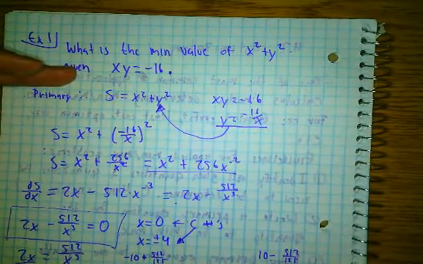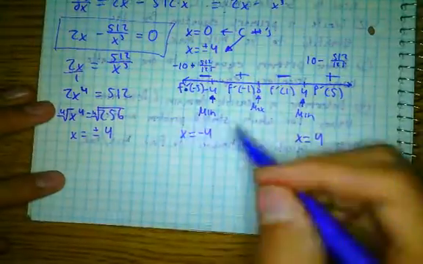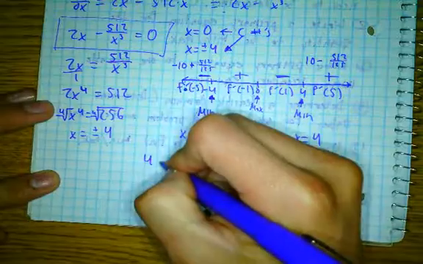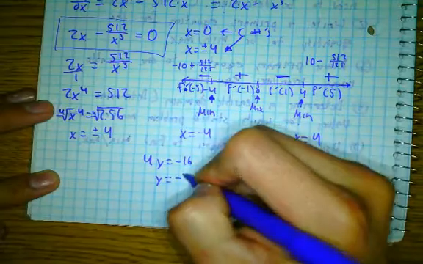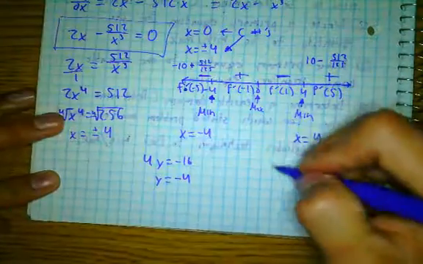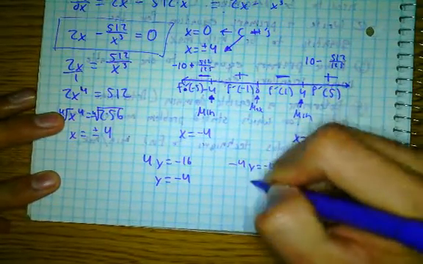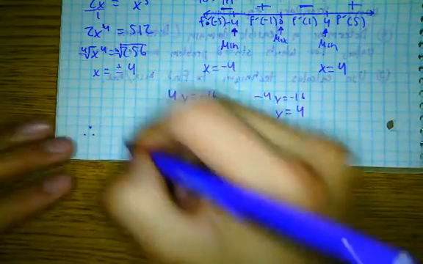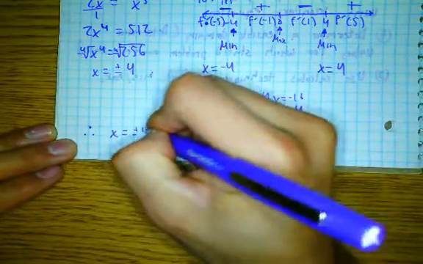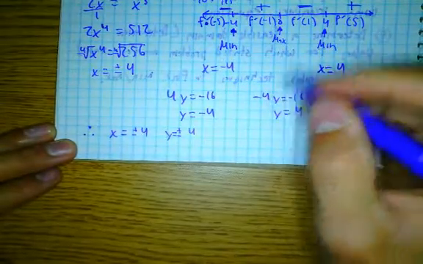If x is positive, so we can say 4 times y equals negative 16, then y would have to be negative 4. Agreed? But if x is negative, so we can say negative 4 times y equals negative 16, then y would have to be positive 4. So we have two different scenarios. Therefore, x could be plus or minus 4, and y could be plus or minus 4. Agreed?